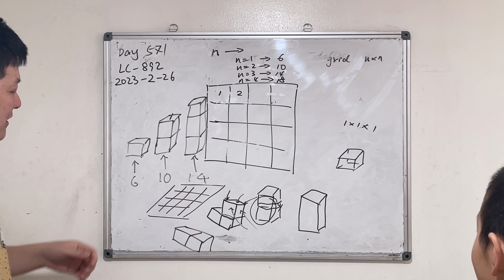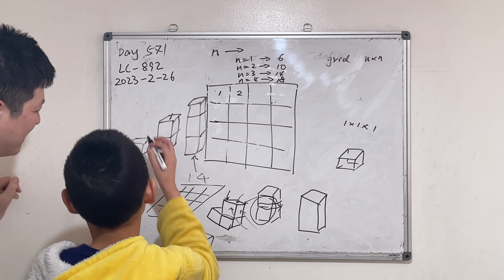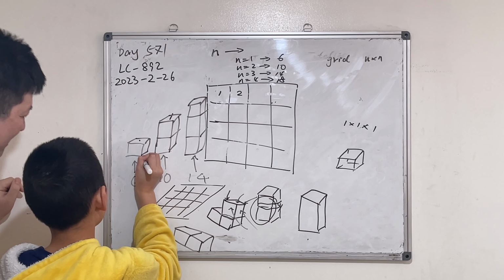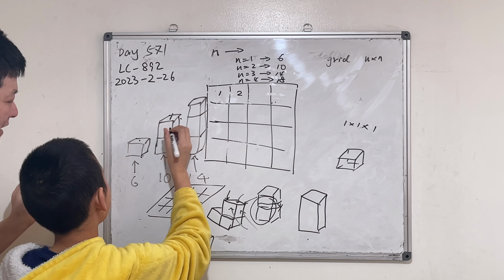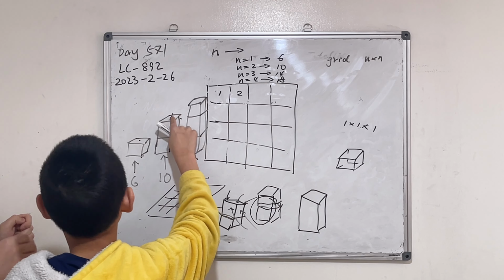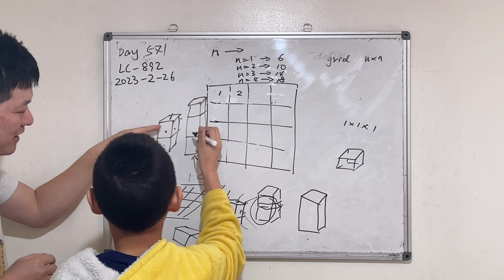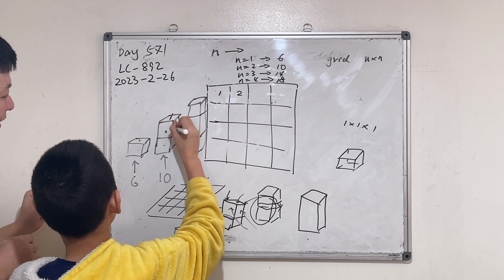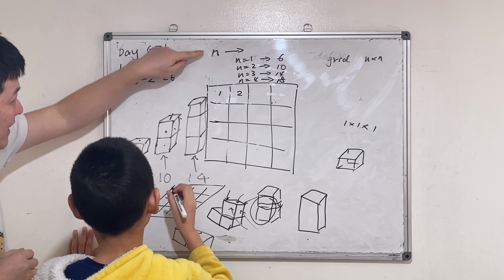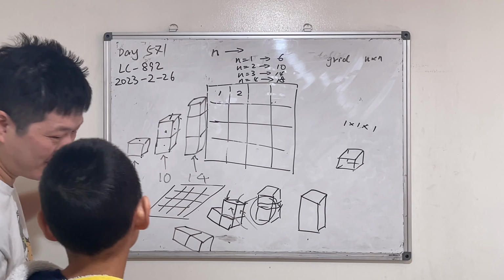Adding 4, yes. So how do we know it's adding 4? You always have the top one and the bottom one. There are two, and you always add this 4. You have one top, one bottom, and you have more of these. How many of these? 4 around. Yes, 4 around. If there are n cubes, how many of these 4 around?